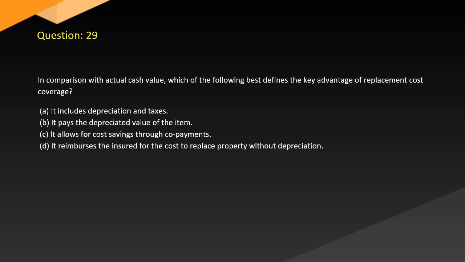Question 29. In comparison with actual cash value, which of the following best defines the key advantage of replacement cost coverage? A. Includes depreciation and taxes. B. It pays the depreciated value of the item. C. It allows for cost savings through copayments. D. It reimburses the insured for the cost to replace property without depreciation.